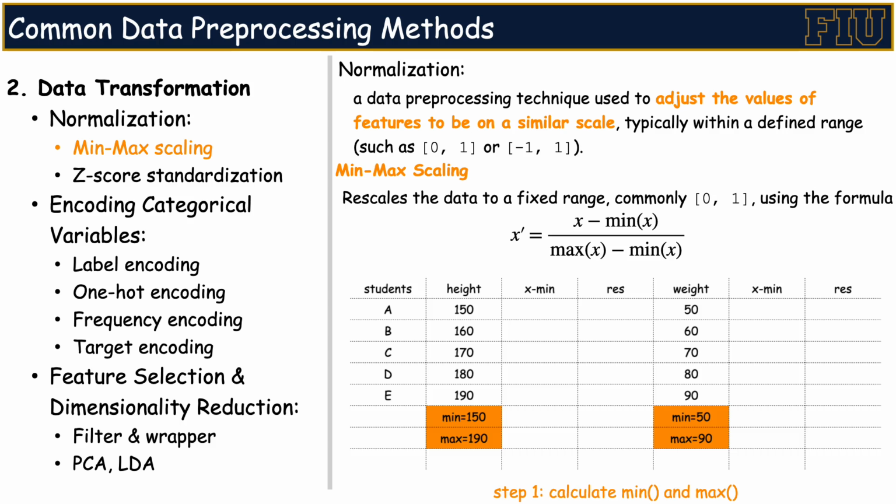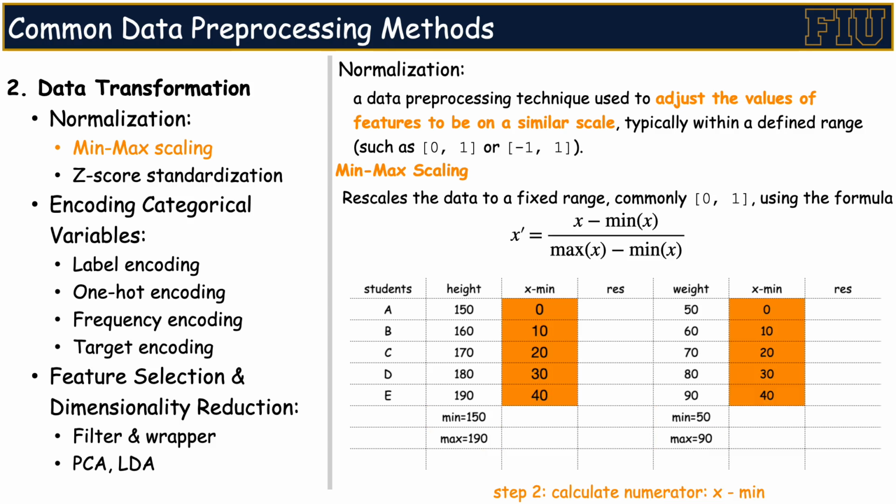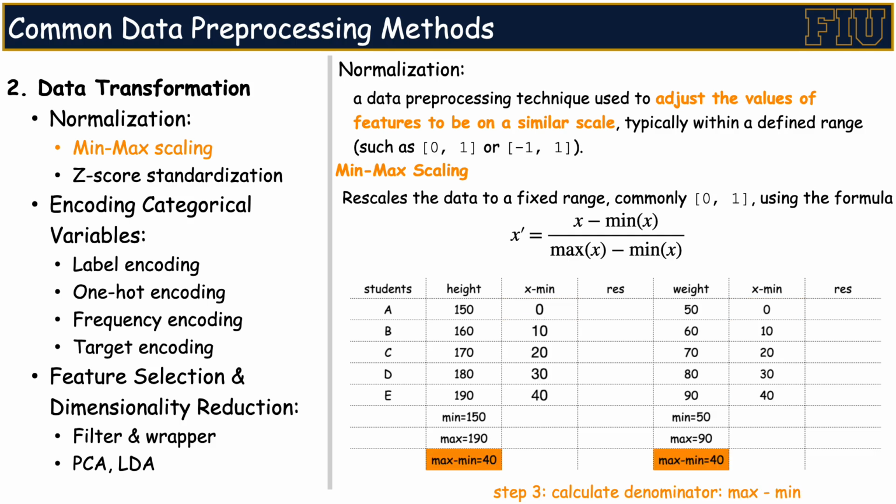This is the first step in min-max scaling. Next, we need to calculate how far each feature value is from the minimum value. Since we already know the minimum, we can simply scan through each data point and compute its distance from that minimum. In the third step, we calculate the range for each feature by subtracting the minimum value from the maximum value. This range is used as the denominator in the min-max scaling formula.